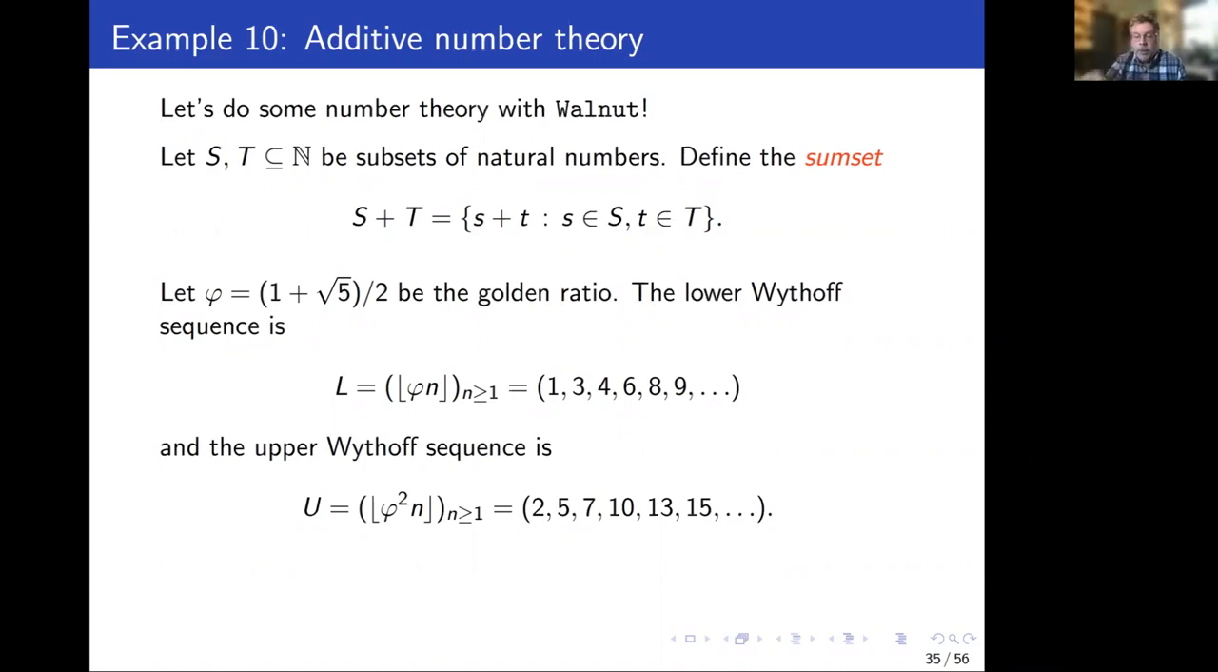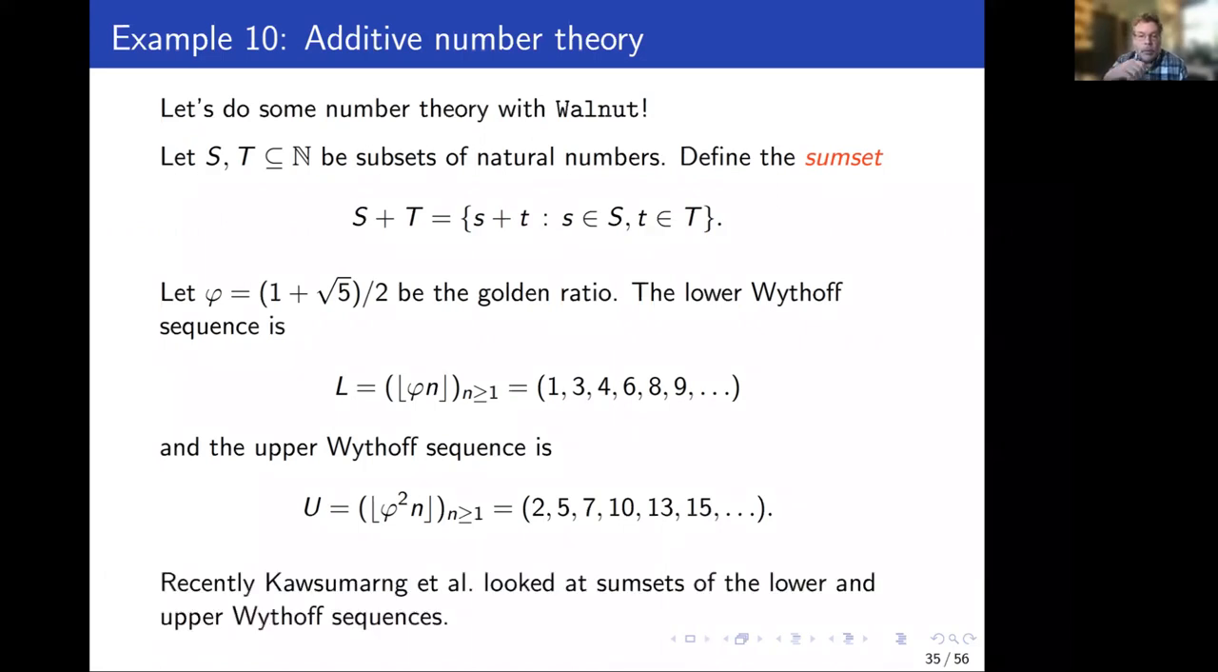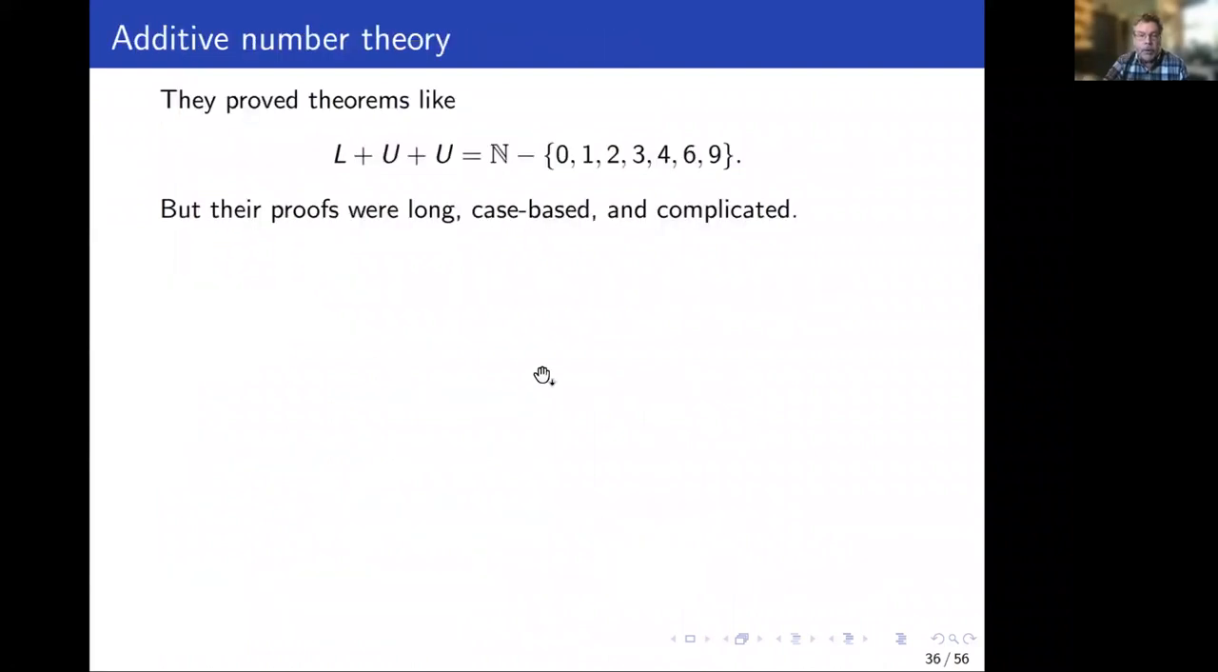And recently, some mathematicians were interested in the additive properties of these things. So it was Kosaraju et al., and they looked at these sumsets. One of the theorems that they proved is that L + U + U, so now instead of pairwise sums this is three-way sums, is the set of all natural numbers except these exceptions. And their proofs are ingenious, but long and case-based and complicated.